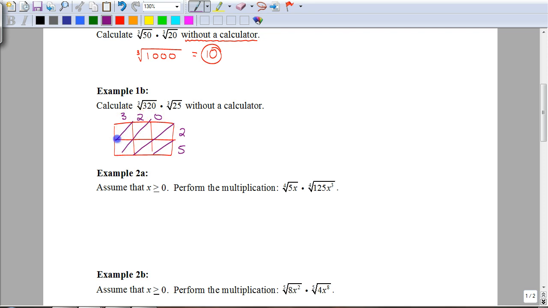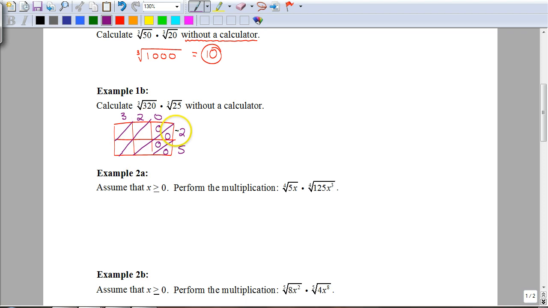Those of you that aren't familiar with the lattice method, what you do is you basically set up this grid. Notice how 320 has 3 digits, obviously, and 25 has 2 digits. So I set up a grid that's going to be 3 by 2. And now I put these diagonals, thus making it look like a lattice. And what I do is I multiply 0 times 2. Well, 0 times 2 is 0, and I put a 0 in both of those sections. 0 times 5 is also 0, so I put a 0 in both of those sections. Don't do anything else yet. We're going to fill up this whole grid before I do anything else.